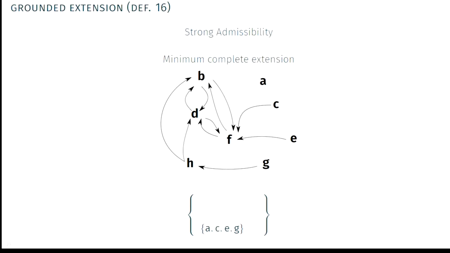The grounded extension satisfies the grounded semantics, and so the grounded semantics requires strong admissibility, which is basically taking the minimum complete extension. What is the most skeptical view of your argumentation framework? What is beyond doubt? Right now, what is beyond doubt is A, C, E, and G. They are not attacked. There is no reason not to believe them.